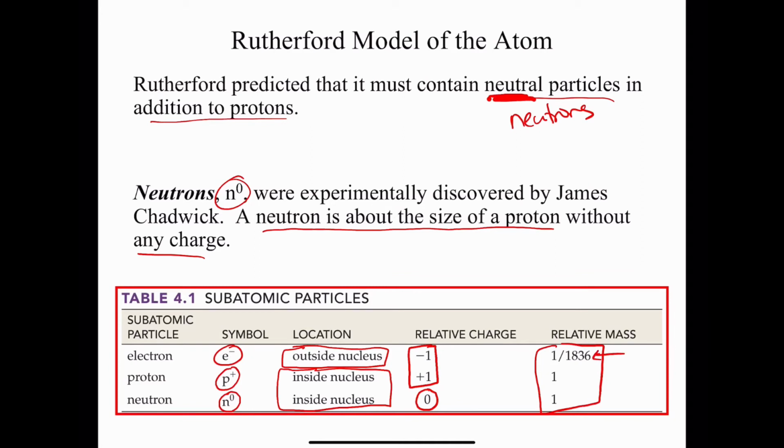However, electrons are incredibly tiny. Electrons are ridiculously tiny compared to the proton and the neutron. And this has implications when we're talking about the mass of atoms. We're pretty much just going to worry about the protons and neutrons together anytime we talk about the mass of atoms.